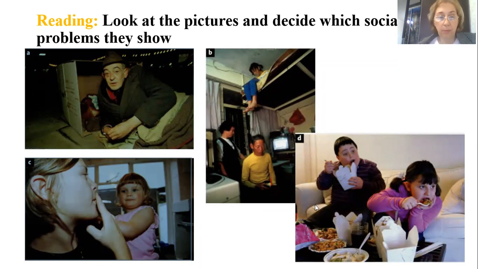So you can see that something is wrong in each of the pictures. What are the problems, the social problems? So in picture A, where is this person? What's wrong with him? Dilara, what do you think? Maybe homelessness. Exactly, homelessness, yes. So people who don't have homes and they live outside the door.